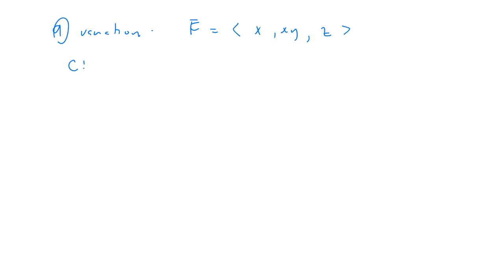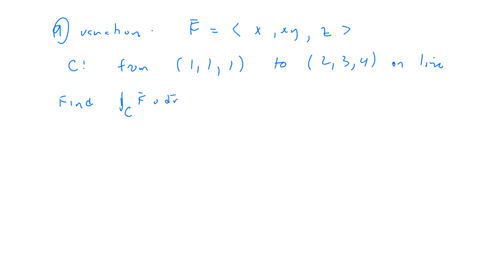And a really simple C. In this case, just the line segment from 1, 1, 1 to 2, 3, 4. And I want you to find the line integral. So this is the 4.2 version, where you can't use the two different ways from the next two sections.